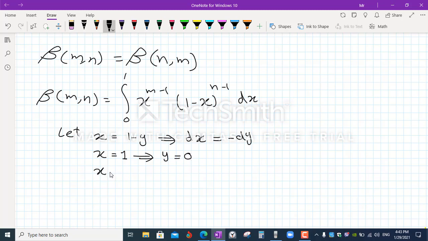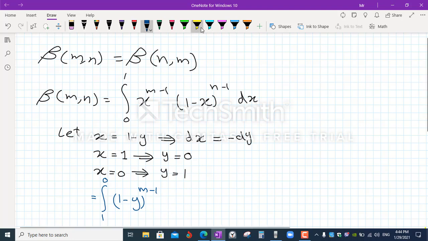And when x is 0, y must be 1 to make the equation correct, because 1 minus 1 is 0. Now notice that in the integral, when x is 1, y is 0, and when x is 0, y is 1. Now let's rewrite this formula using this let. It will be an integral, and instead of 0 to 1, we have 1 to 0, which is fine. And instead of x, we have 1 minus y to the power of m minus 1.